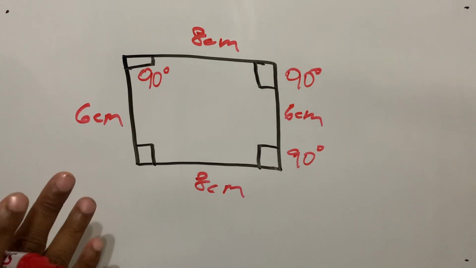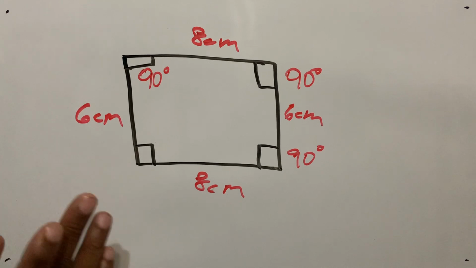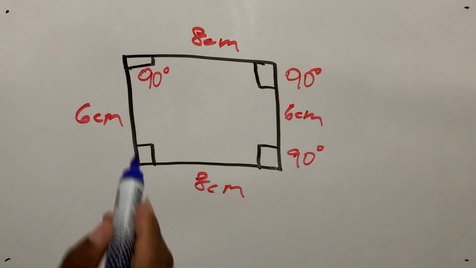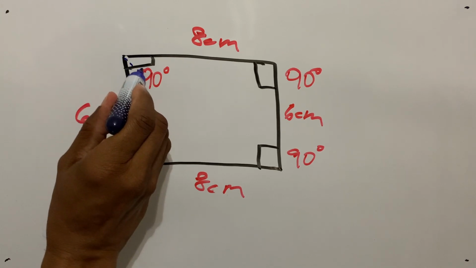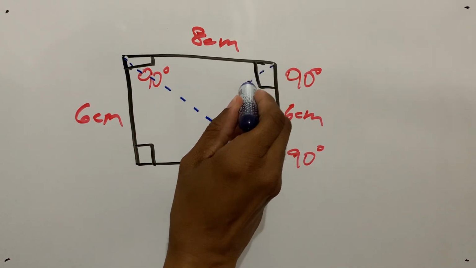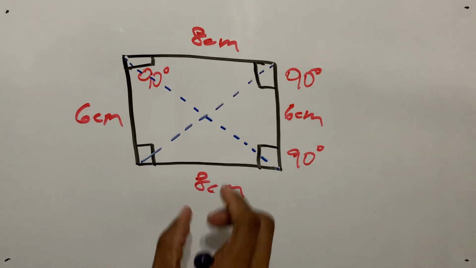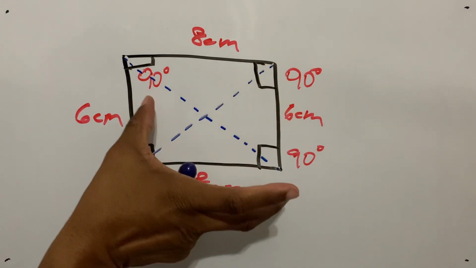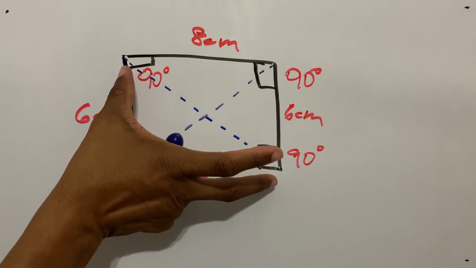Something that is very important to note is that the diagonals of a rectangle are equal in length. What do I mean? If I were to draw a diagonal from here to here and from here to here, this diagonal is the same length as this diagonal.